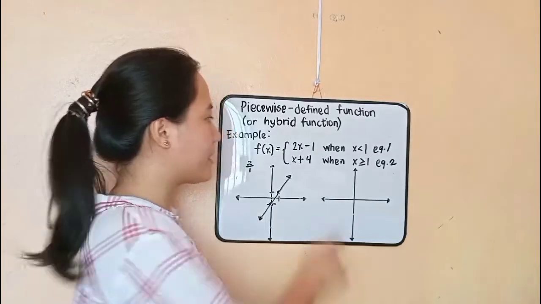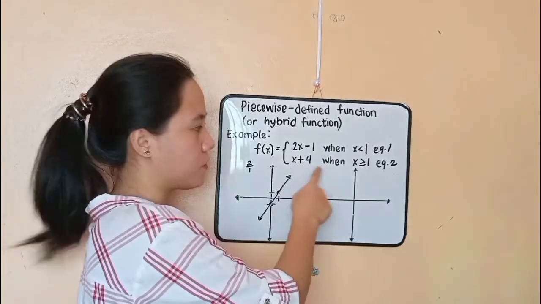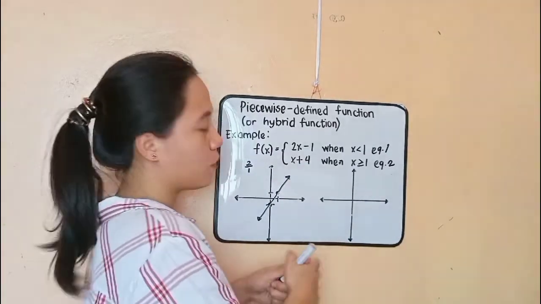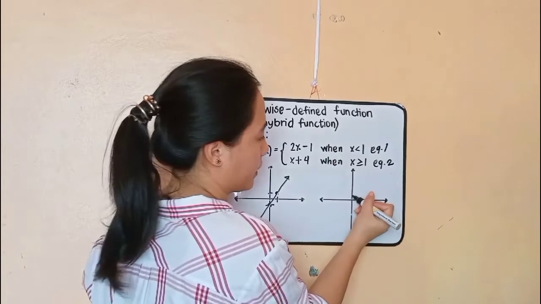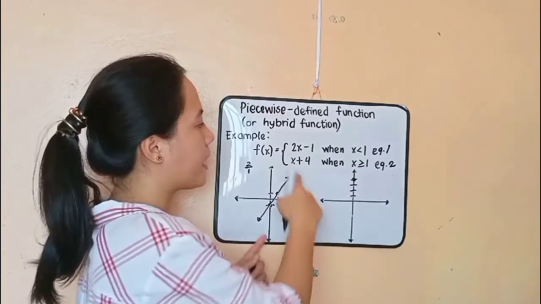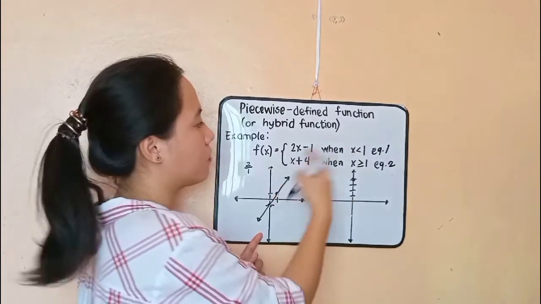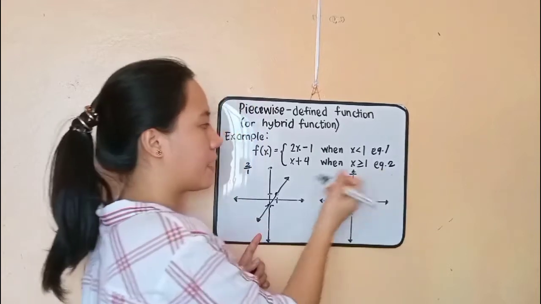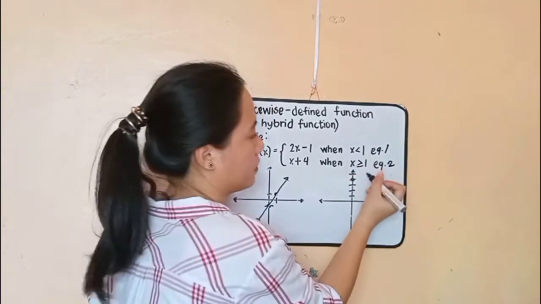And then we will plot the second equation, which is x plus 4. So this is positive 4, and we will put it here in the upper part. So this is 4. And then, okay, we will rise 1 and we'll run 1.